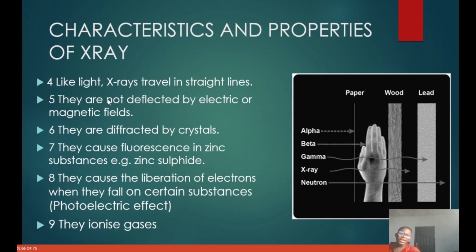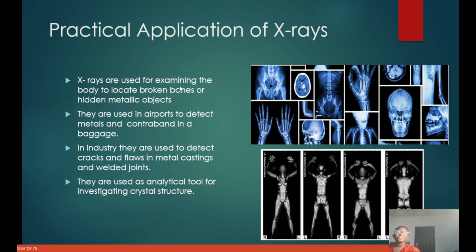Characteristics and properties of X-rays. Like light, X-rays travel in a straight line. They are not deflected by electric or magnetic fields. They are diffracted by crystals. They cause fluorescence in zinc substances. They cause vibration of electrons when they fall on certain substances. They ionize gases.